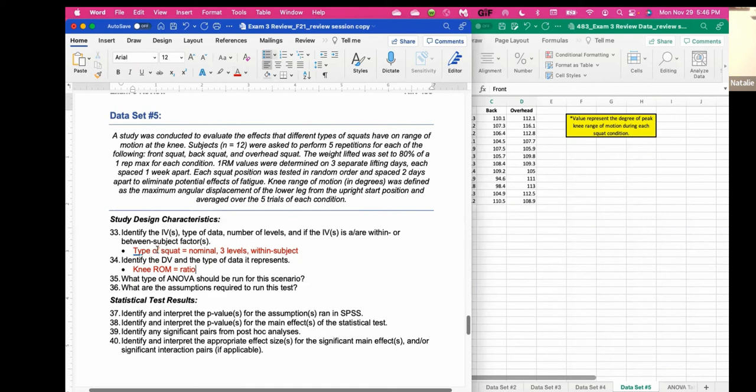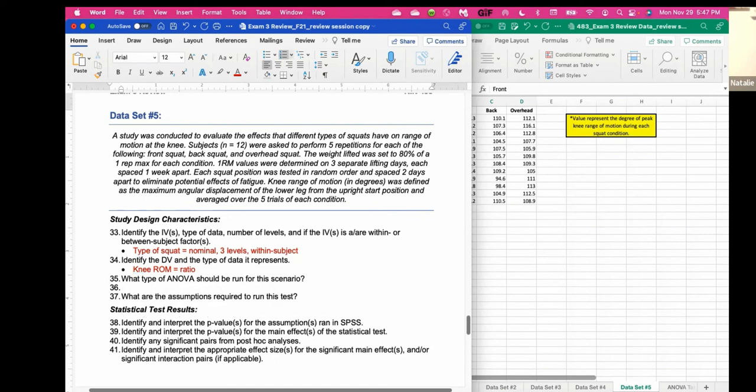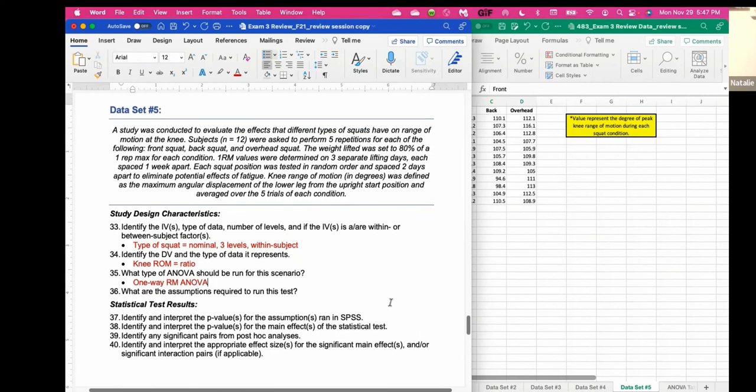But given that we have one within-subject independent variable and a single parametric dependent variable, this is the only ANOVA we haven't done in the review yet. It's a one-way repeated measures ANOVA. So for our statistical test results, we would need to see if we've met the assumption for sphericity and then figure out what the p-value of the main effect is based on if sphericity is assumed or not.